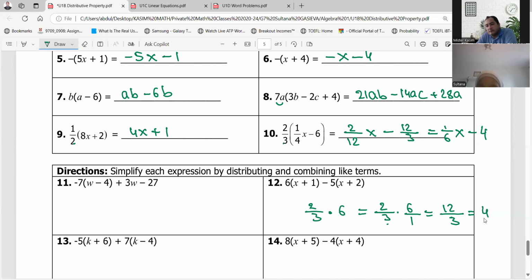Yeah. We learned this in grade 5, 6, and also last time I taught you how to multiply rational numbers, right? Do you remember? Multiply numerator by numerator, denominator by denominator. This 6 means 6 divided by 1, right? Yeah.